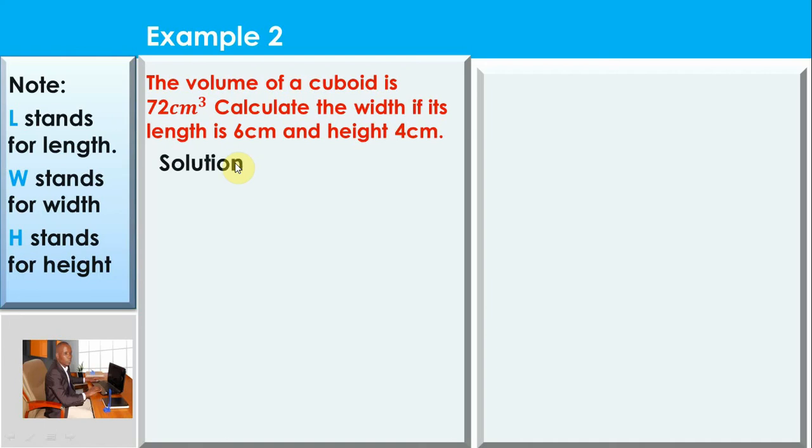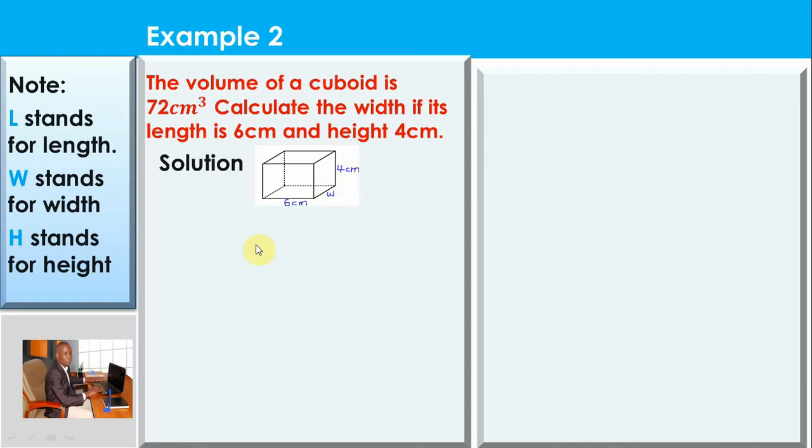Now in our solution, we can draw a cuboid and we put the length as 6, the width as w, and the height as 4 centimeters. So here is our cuboid. You can see the length is 6 centimeters, the width is w because we don't have the value, and the height is given there.